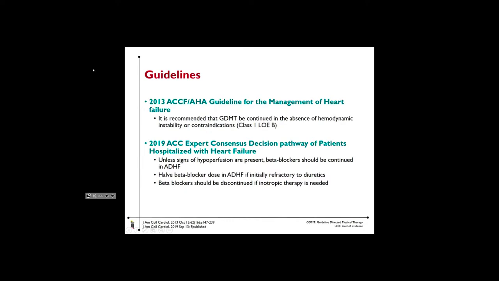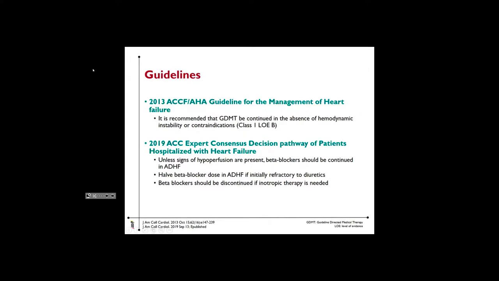And what they say mimics a lot of the other guidelines in the past, saying that unless signs of hypoperfusion are present, beta blockers generally should be continued in acute decompensated heart failure. And that if patients are initially refractory to their diuretic regimens when they come in for acute decompensated heart failure, it can be reasonable to halve the dose. That kind of goes against what some of the earlier studies were, but again, that was just a post hoc analysis, and it's a general practice that it can be possible to halve their dose.